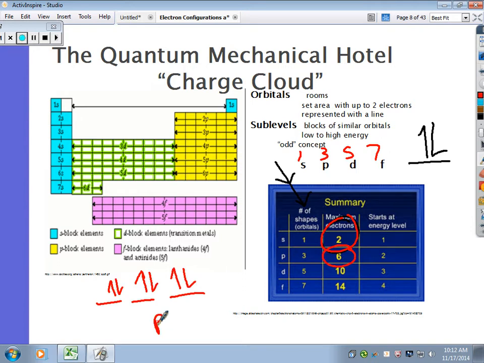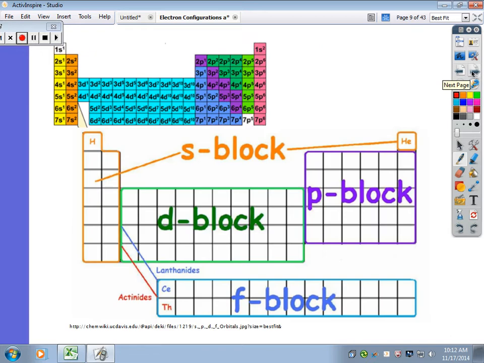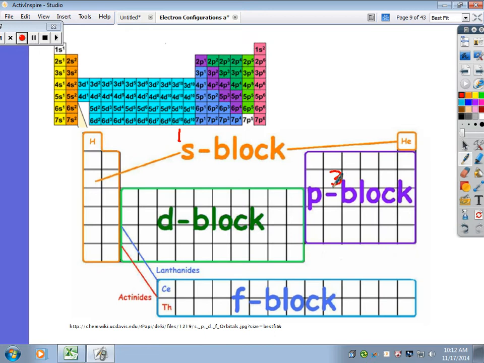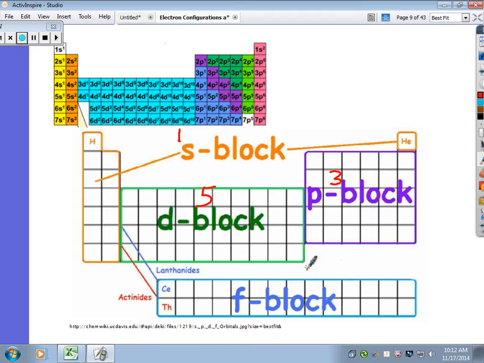So how does this go again? The orbitals are rooms. They're set area with up to 2 electrons represented with a line. The sublevels are S, P, D, and F. And they hold 1, 3, 5, and 7 lines. So if you look, here's your S block. S is 1, P is 3, D is 5, and F is 7 lines. What do those lines represent? Rooms. And silly putty dries fast, or however you want to remember it. Silly putty dries fast.